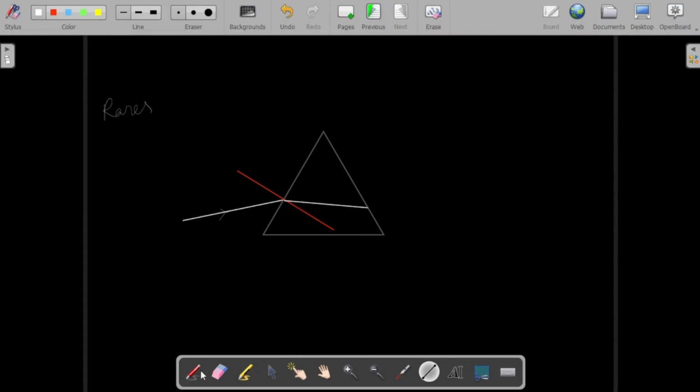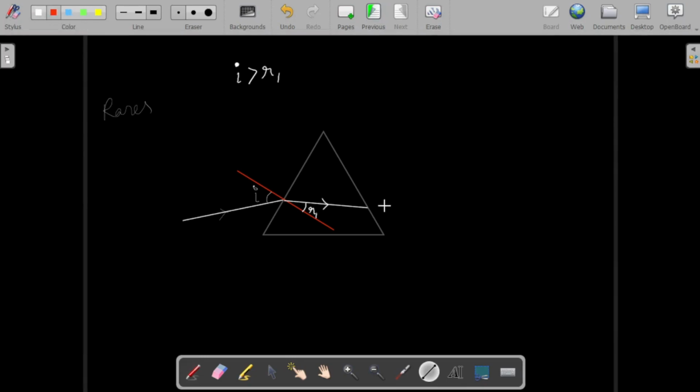If I say this one is angle I, then this one will be angle R1, or you can say it as R only. Now you can clearly see that angle I is greater than R1. That simply means that it is going from rarer to denser medium. Now, after traveling from rarer to denser medium, this ray of light again travels from denser to rarer medium. Again, it will follow the refraction phenomena.